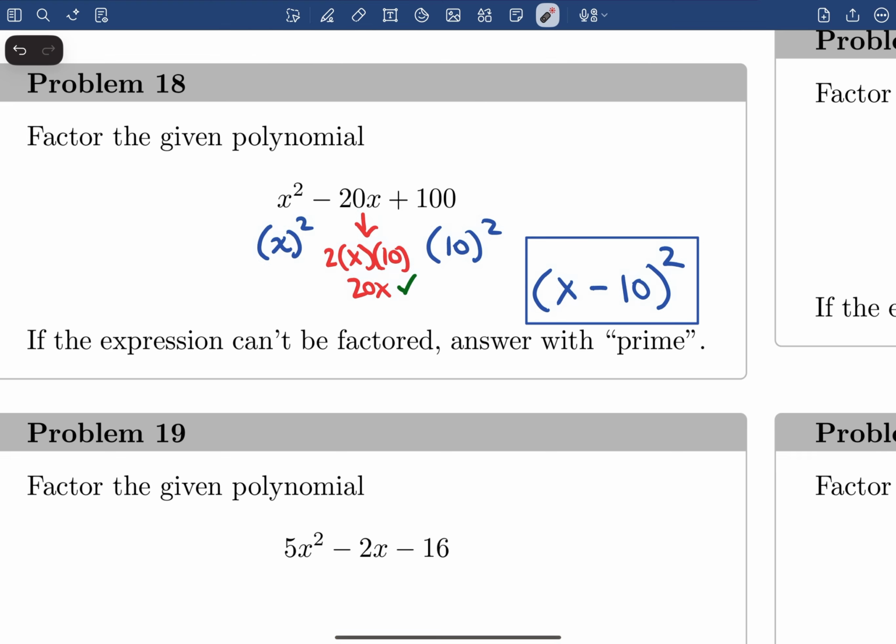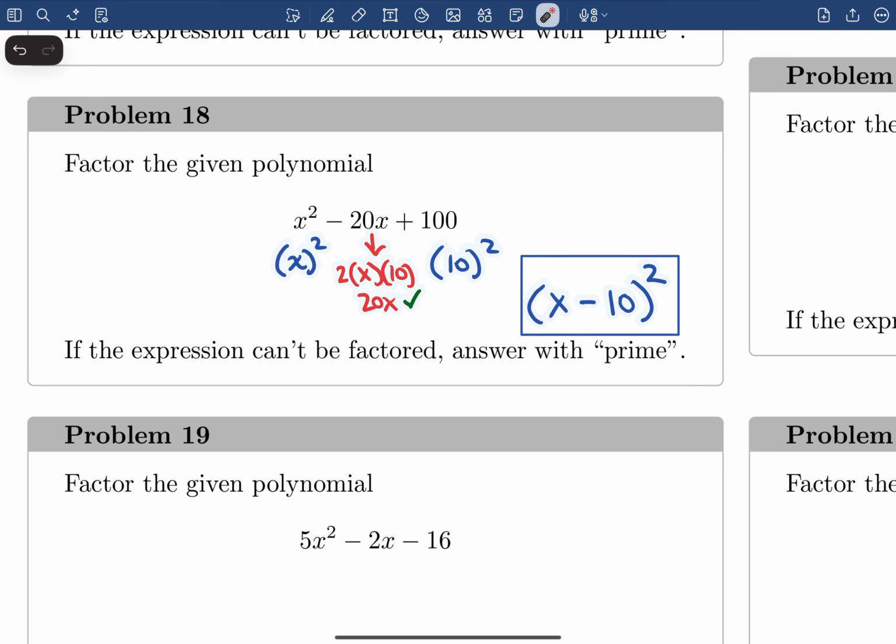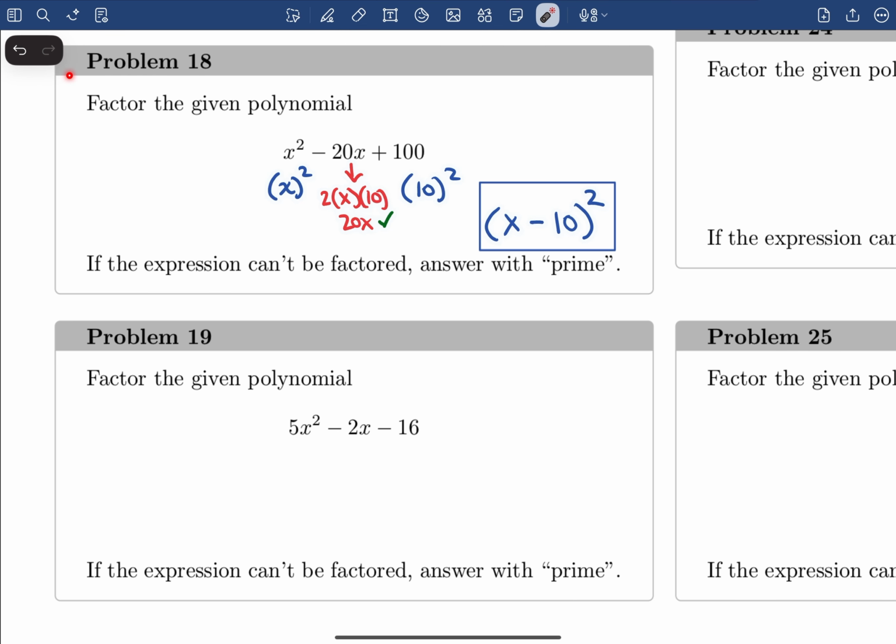So it's your job. Nobody's going to tell you that this is a perfect square trinomial, but you could always look at a trinomial and decide, are the first and last terms perfect squares? And the answer is yes. And if that's true, then you move on and you say, is the middle term 2 times the first base times the second base? And the answer is yes. And so that's why I can move straight into this factoring pattern. So that was problem 18.